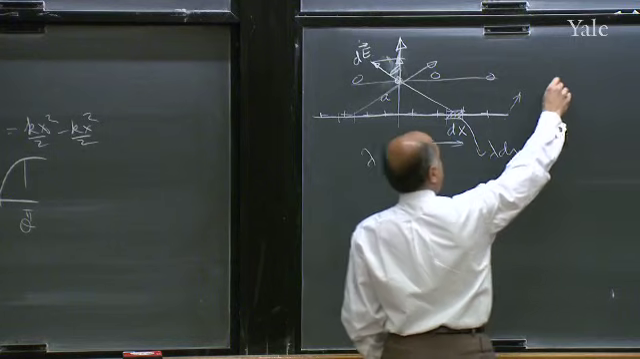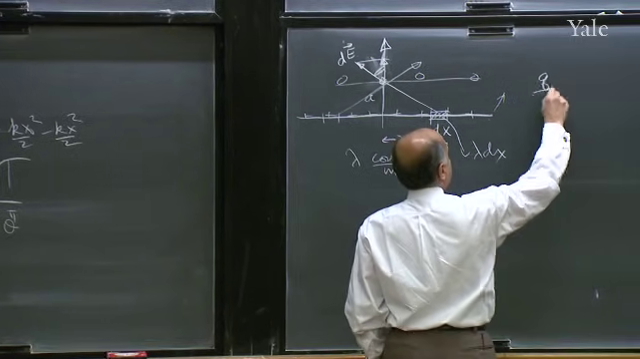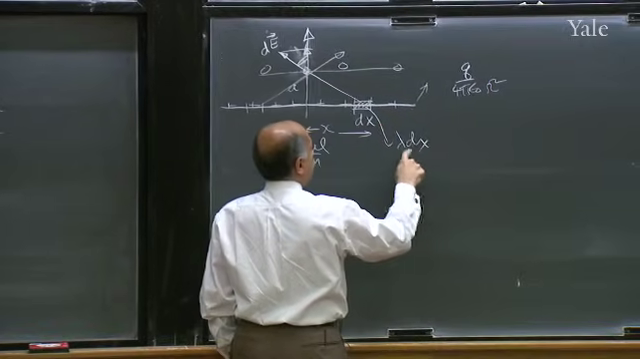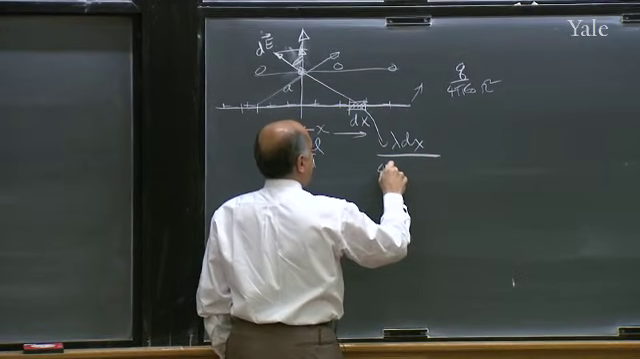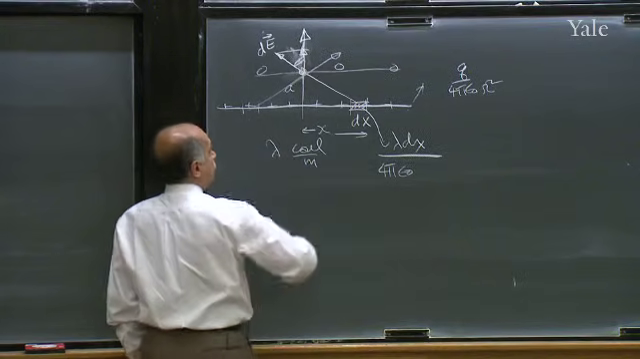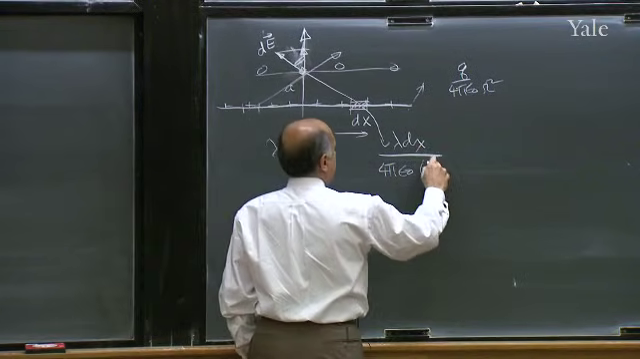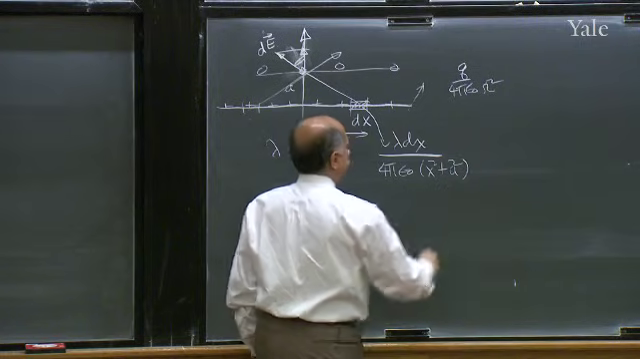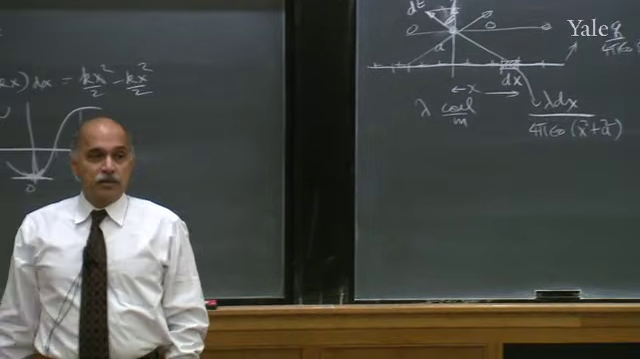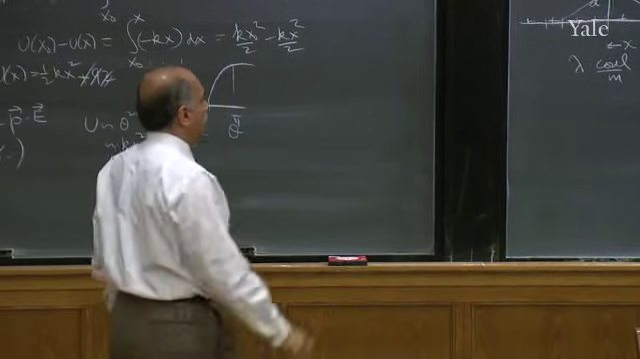Remember, Coulomb's law for the electric field is Q over 4 pi epsilon 0 r squared. So this is the Q, that's 4 pi epsilon 0, and r squared is that distance squared, which is x squared plus a squared. That's really like the field of a point charge at that distance.